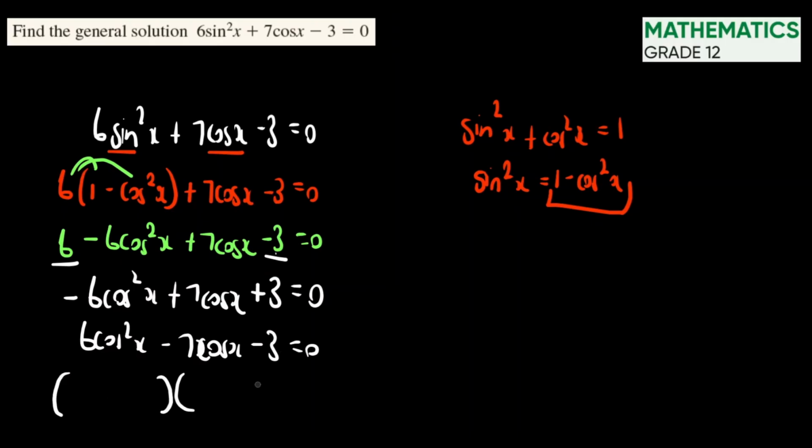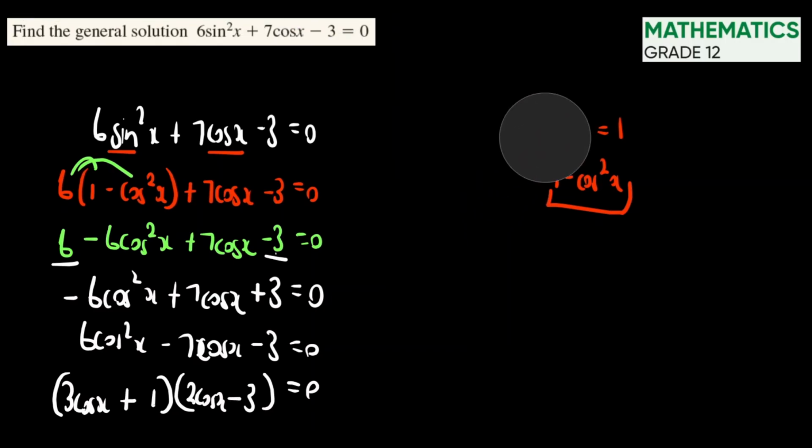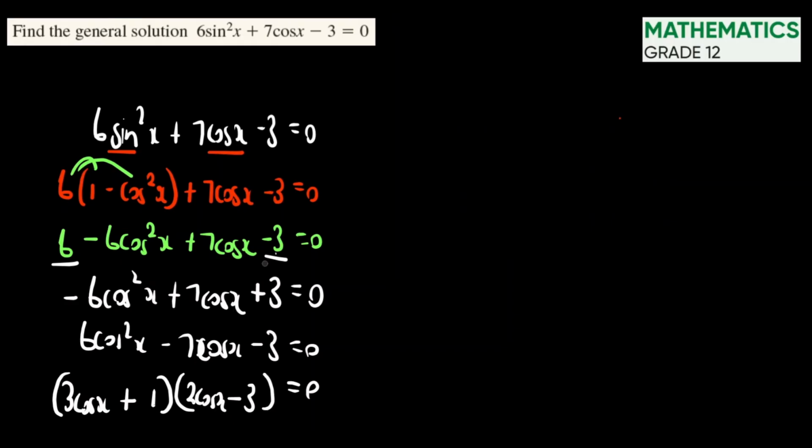Open two brackets and find the factors of 6 and 3, that which we add up will give us negative 7, and that which we multiply will give us negative 3. We have the cos of x and 2 cos of x. Factors of 3 are 1 and 3, and when you multiply, the signs need to be positive and negative.